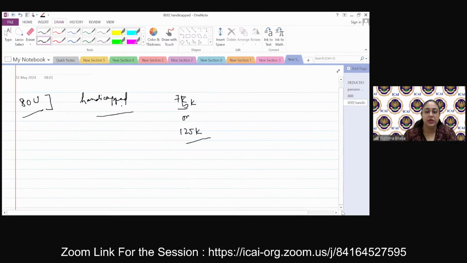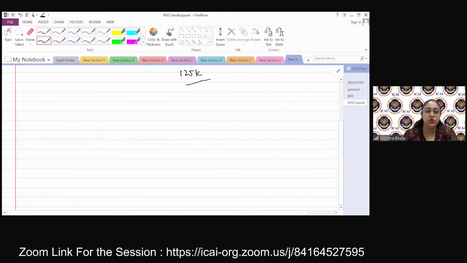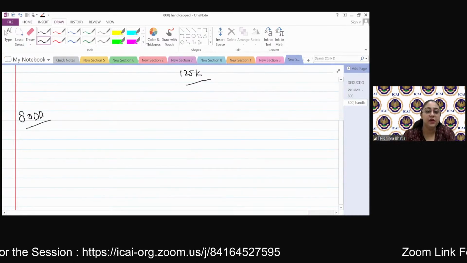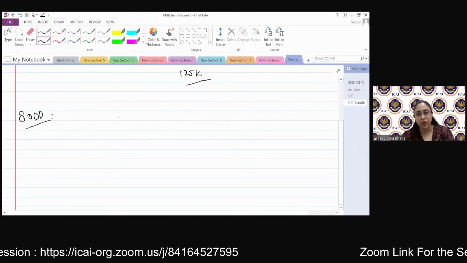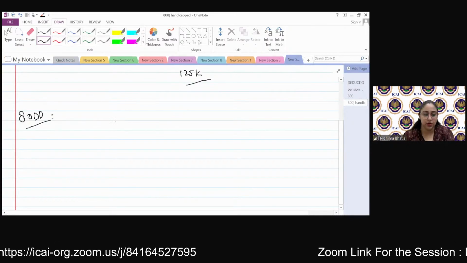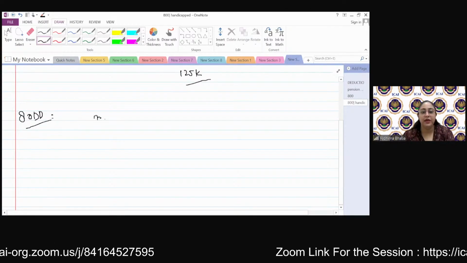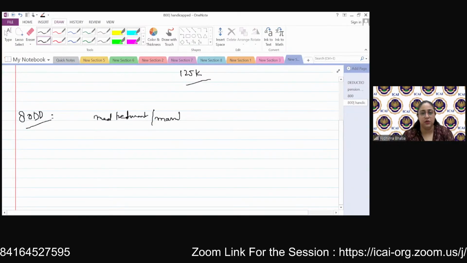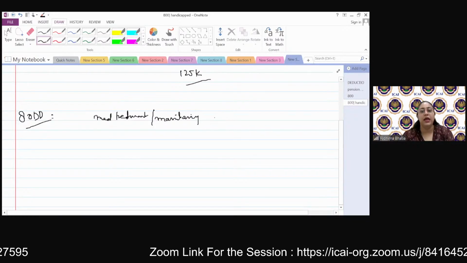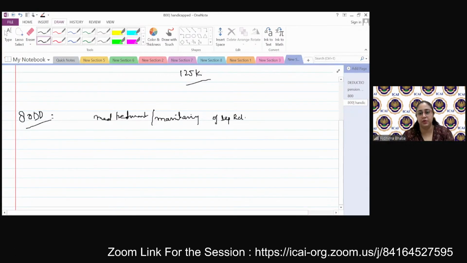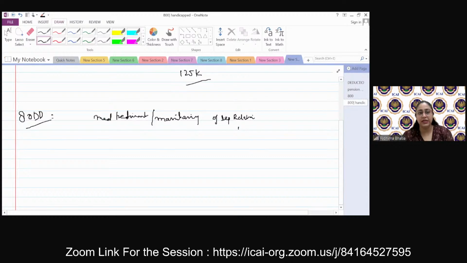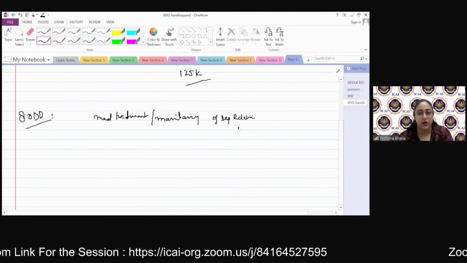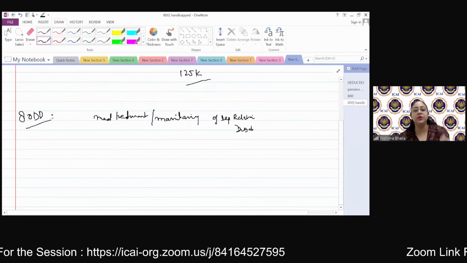Now, 80DD is another section which talks about disability, but it talks about dependent disability. That means from an individual's perspective, a person is dependent on that individual and is disabled. This is a deduction for medical treatment, maintaining any dependent relative who is disabled. The assessee is not disabled. If the assessee is disabled, there is 80U. Here the assessee's relative is disabled and dependent. So dependent, disabled, or disabled, dependent.